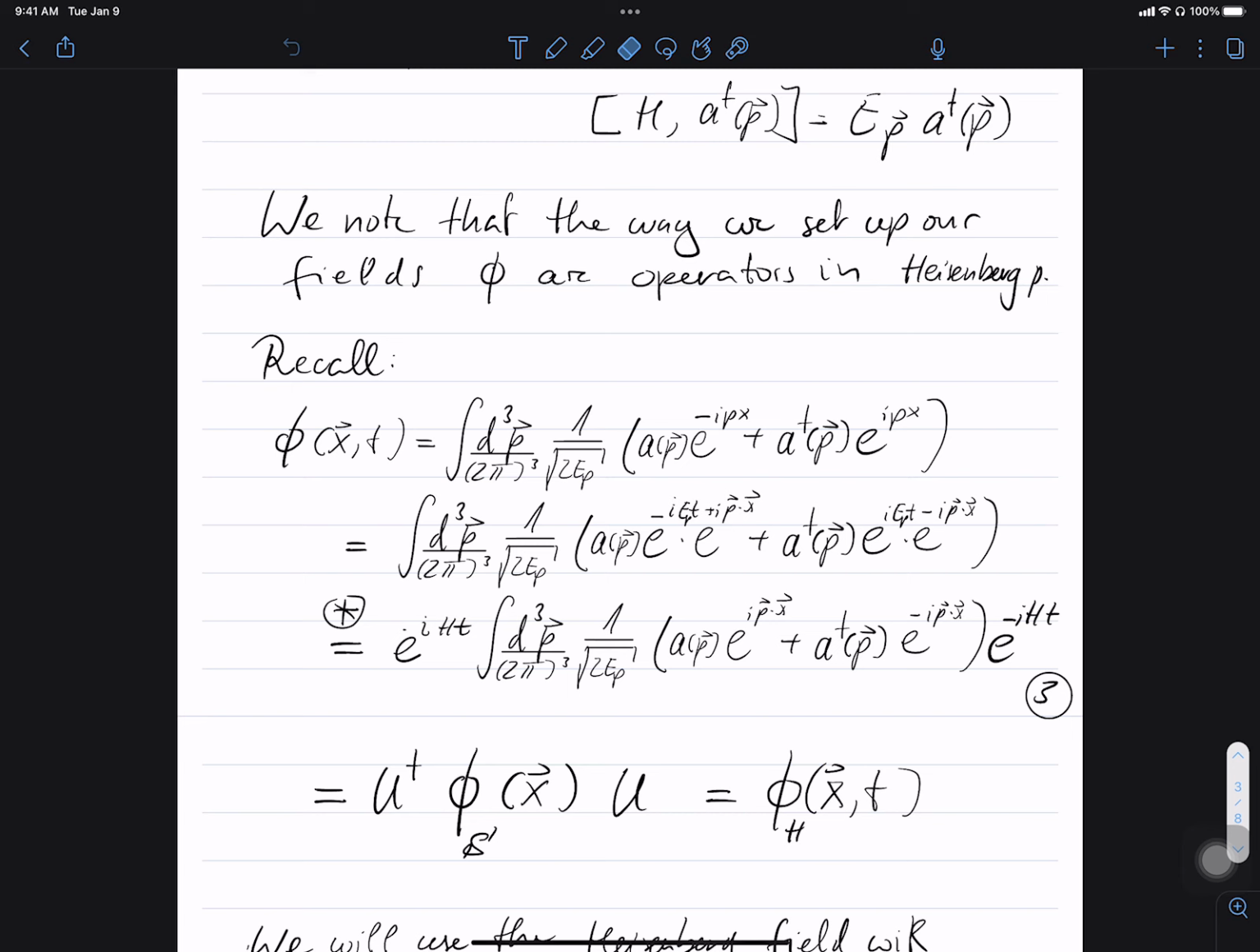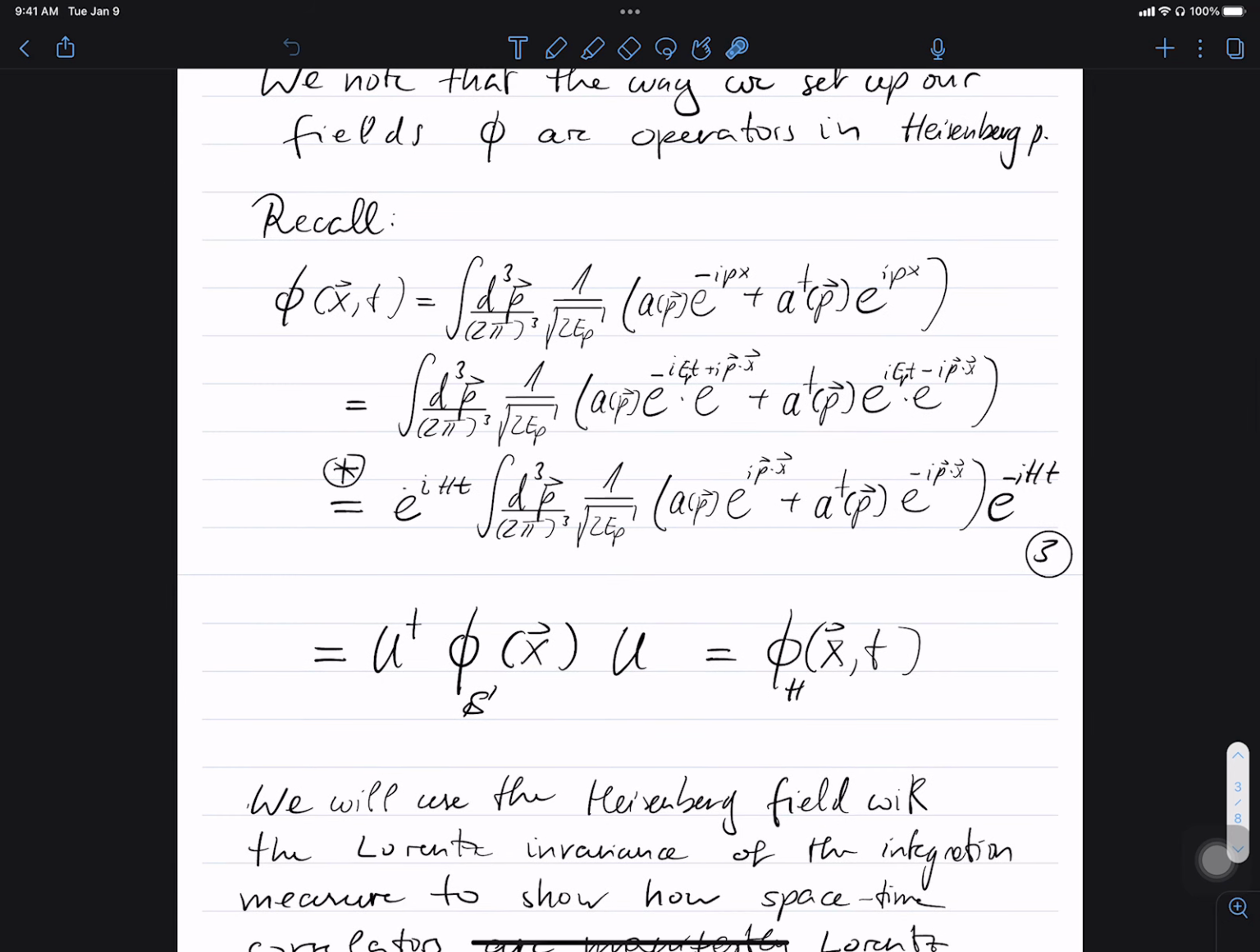So we see that the way we introduced and set up our fields, phi, is that we set them up as operators in the Heisenberg picture. To see that, we can write this field as a function of x and t, as we defined it, and then split these exponential functions with the four-momentum products, multiplying the four-vector in space-time, into the piece which has the time evolution explicitly, and the piece that has the spatial Euclidean products of the momentum vectors and the spatial coordinate.